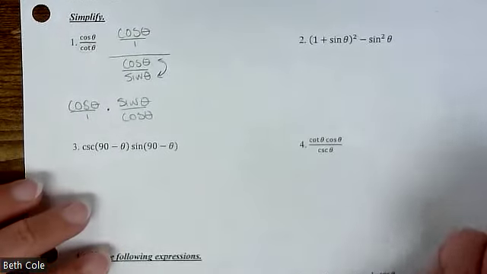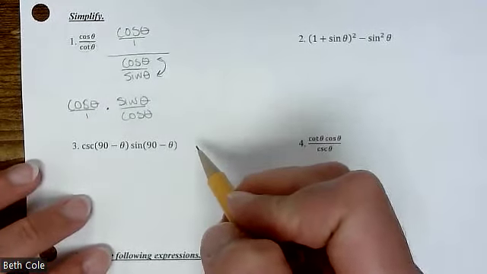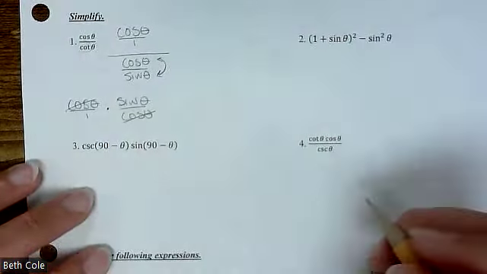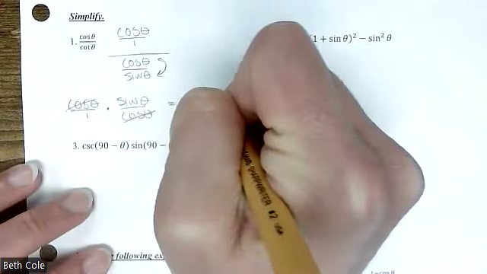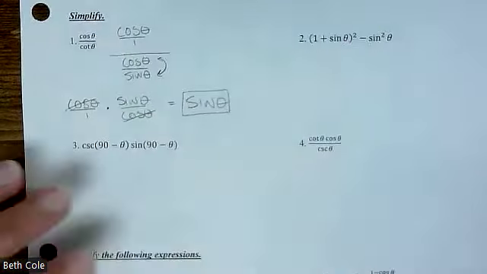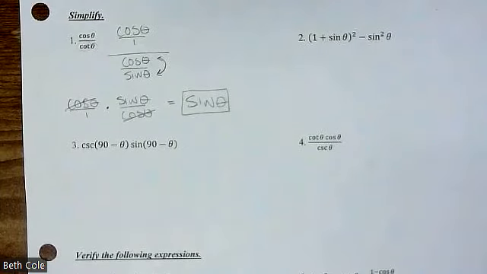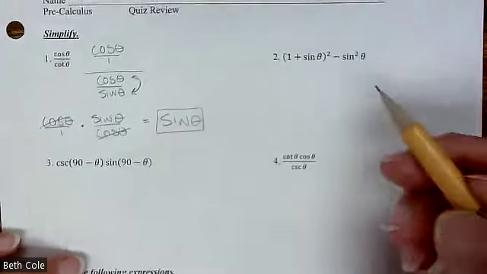All right, so then what's going to happen here? Yeah. Cosines cancel. You get sine over 1, which is just sine. And so that's as simple as that can go. Cool.